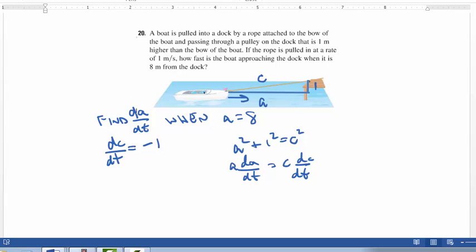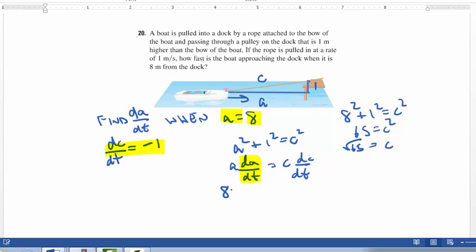And in this case, I'm trying to find dA/dt. So I know what a is, right? A is 8. I know what dC/dt is. It's negative 1. The only thing I don't know is c, but of course I can find c by the Pythagorean theorem. So when a is 8, I have 8 squared plus 1 squared equals c squared. So I have 65 equals c squared. So c is going to be the square root of 65. Right? So c is the square root of 65. So I can just plug that in as such, I guess.